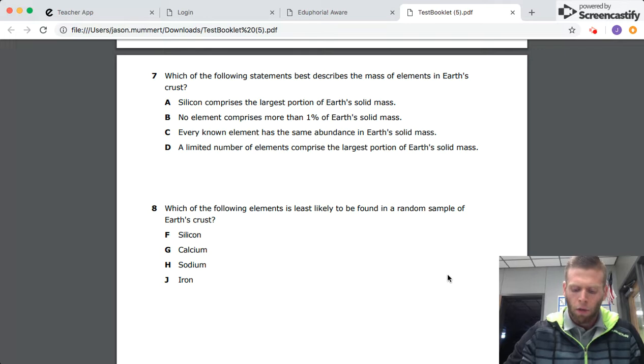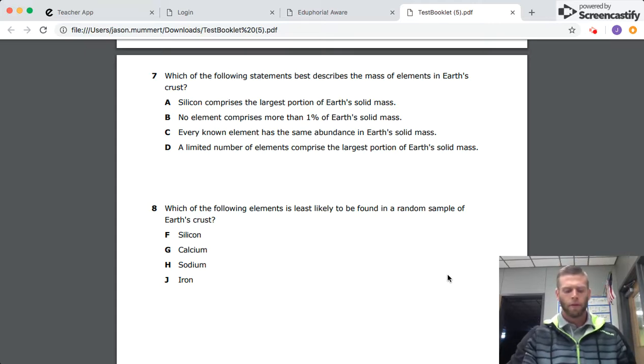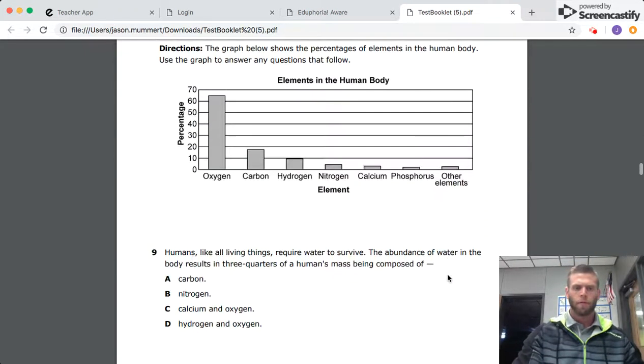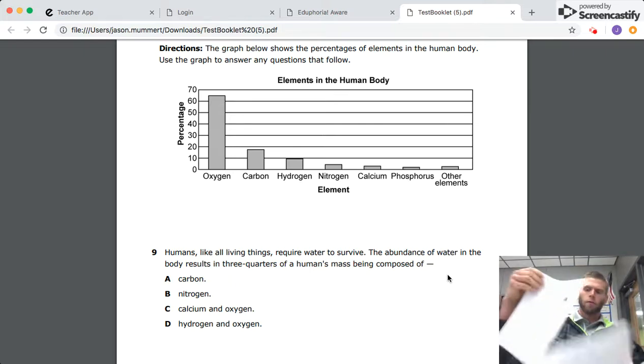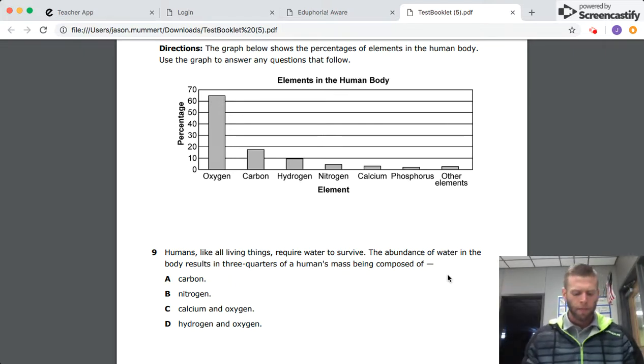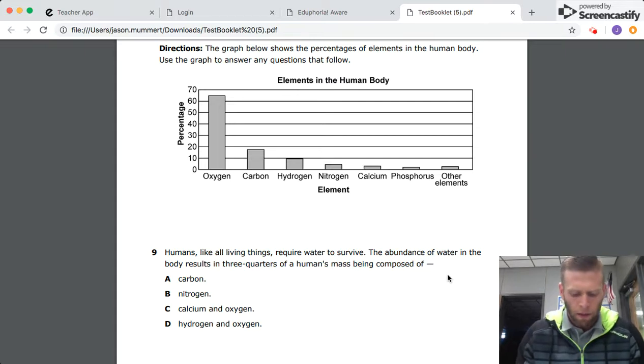Number 8. Which of the following elements is least likely to be found in a random sample of Earth's crust? F, silicon, G, calcium, H, sodium, or J, iron? Number 9. Humans, like all living things, require water to survive. The abundance of water in the body results in 3/4 of a human's mass being composed of A. Carbon, B. Nitrogen, C. Calcium and oxygen, or D. Hydrogen and oxygen.